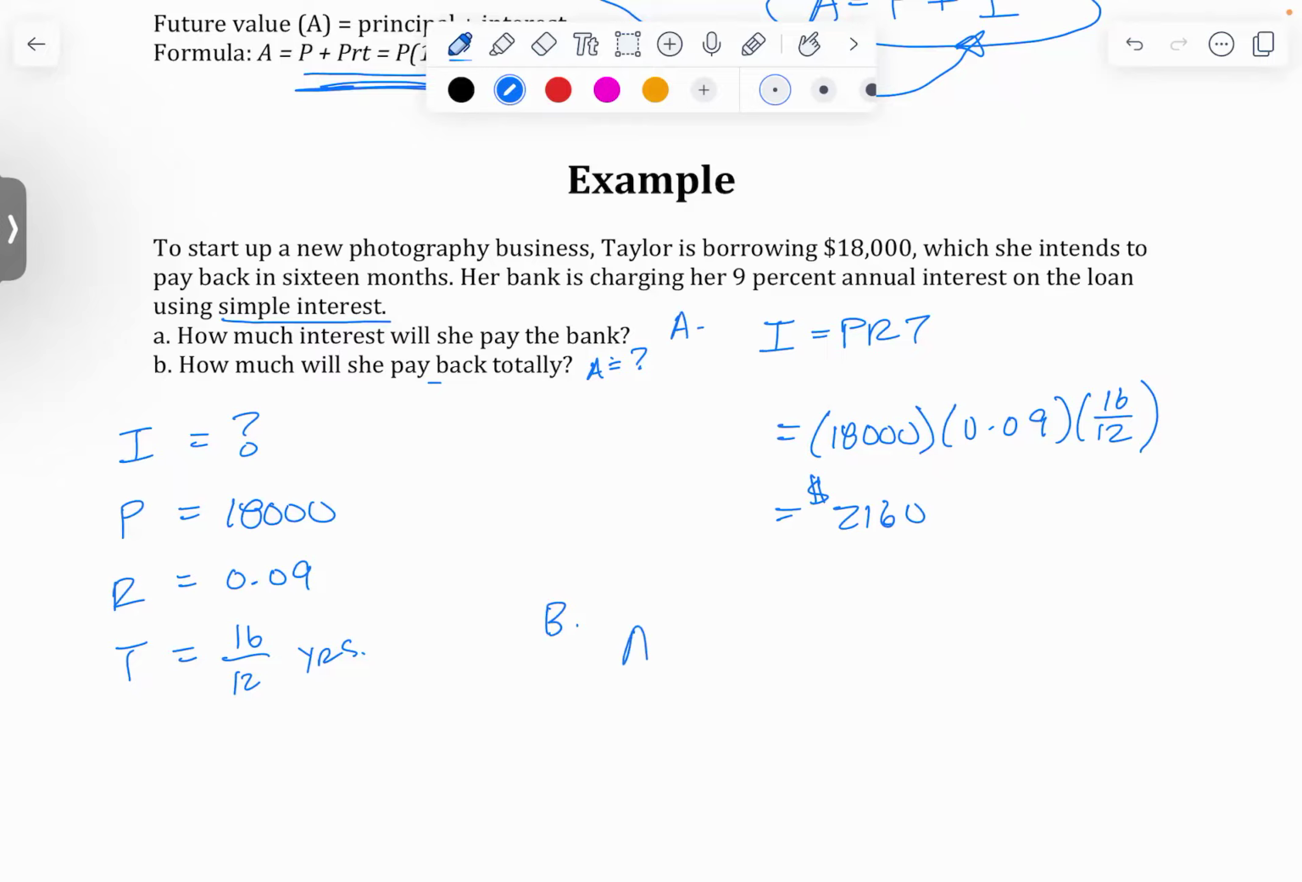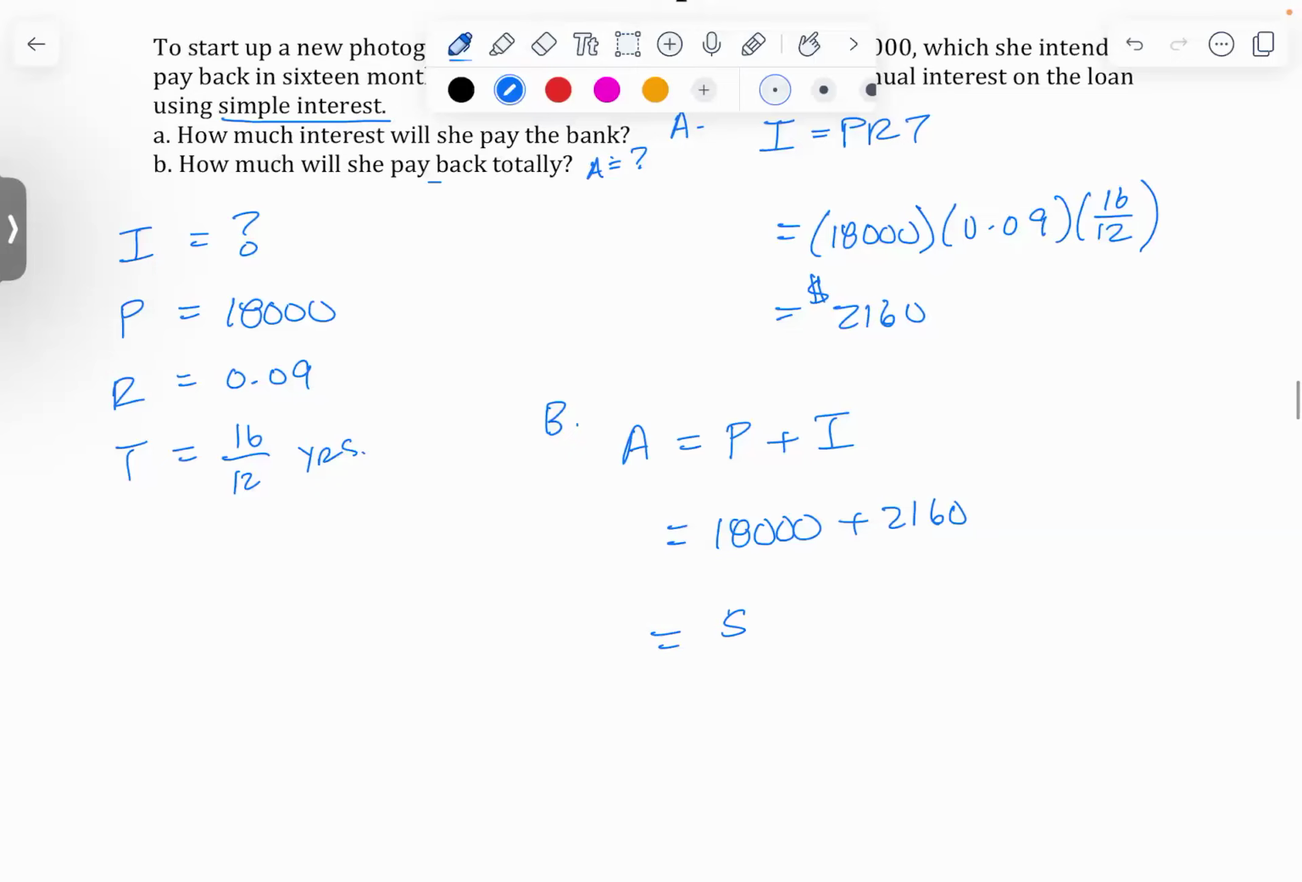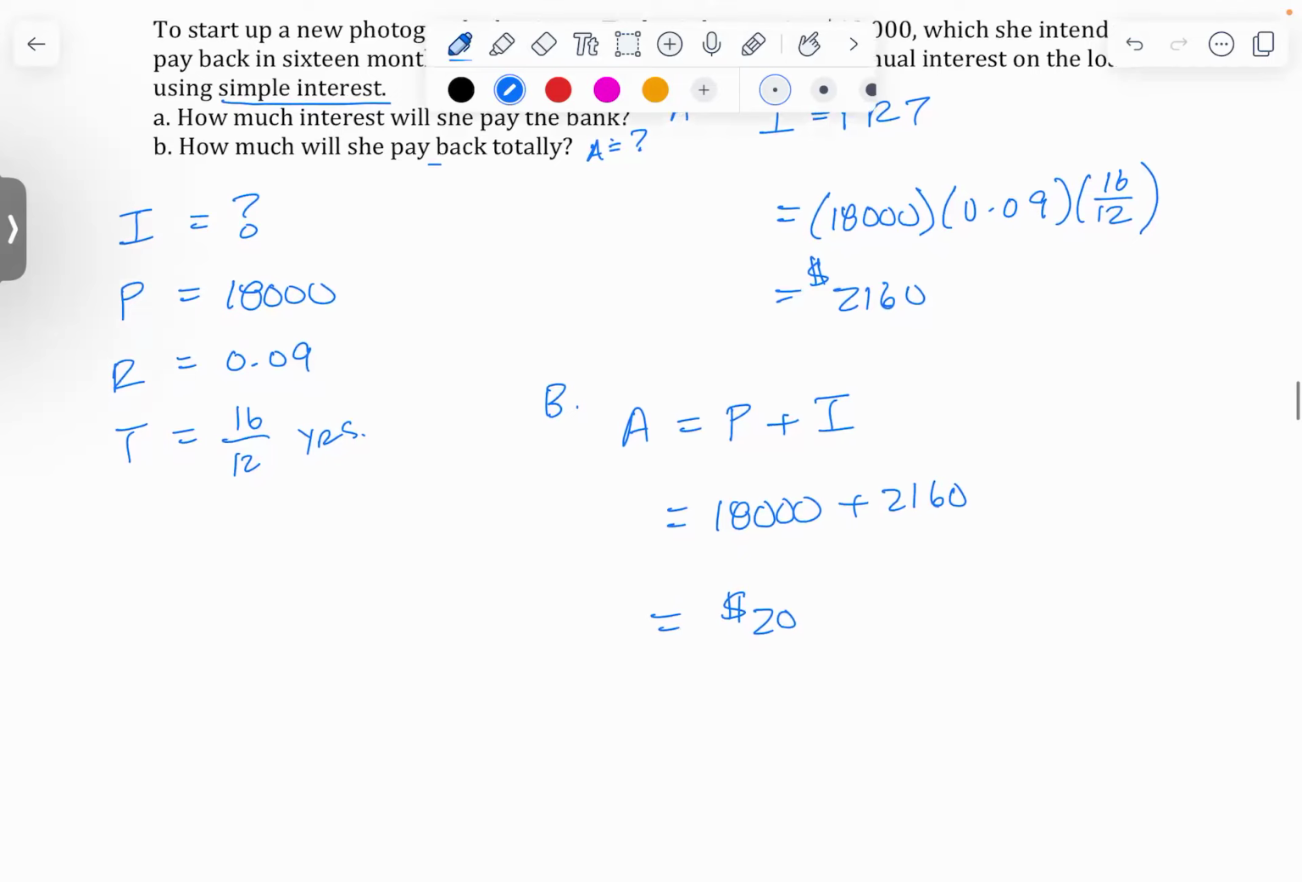The future value then, right, just as we discussed, A equals P plus I. So the principal was $18,000 plus the interest, which means that Taylor will pay back a total of $20,160. Again, units are everything. Okay, but good news, most of our units are going to be dollars here in the finance section.